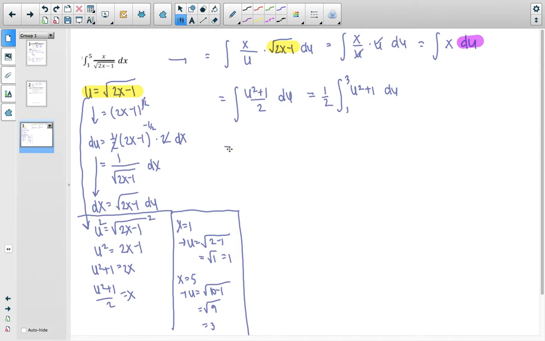So we're going to go ahead and integrate this. I get 1/2, and then if you integrate u squared, it's 1/3 u cubed. If you integrate 1, it's just u, and we're doing it from 1 to 3. I'm going to put the 1/2 through both of them just so I don't forget about it. Put the 3 in and you get 27 over 3. I know it simplifies, but we'll just back up. Yeah, we'll simplify it.